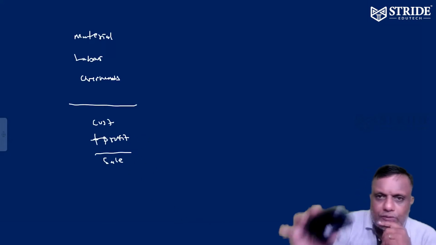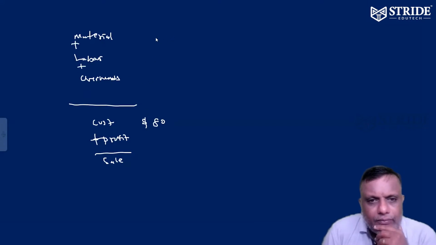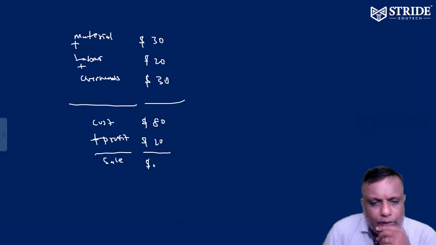Suppose, for example, I have a mouse. The mouse costs $80, the cost of manufacturing and sale. That is the material component, labor component, and overhead component. For example, material is $30, the labor component is $20, and overhead is $30. The overall cost is $80. Now I add the profit, which is $20. The sales is equivalent to $100. Cost plus profit is equal to sales.